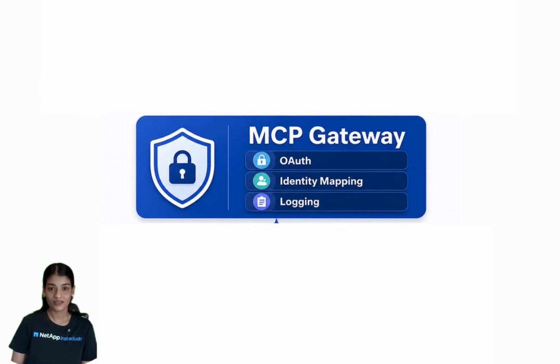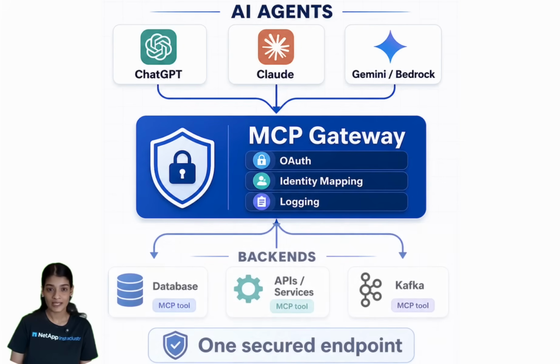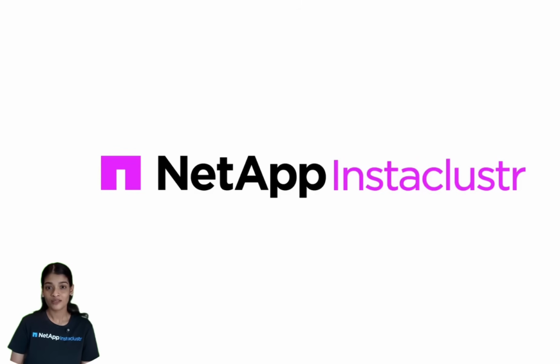It's a managed cluster that sits between your agents and your data, exposing databases, services, and APIs as MCP tools behind one secured endpoint with OAuth, identity mapping, and full logging built in. You choose what to expose and how each tool is described to the agent. NetApp just launched it on the Instaclustr platform. Want to see it connect an agent to real data?